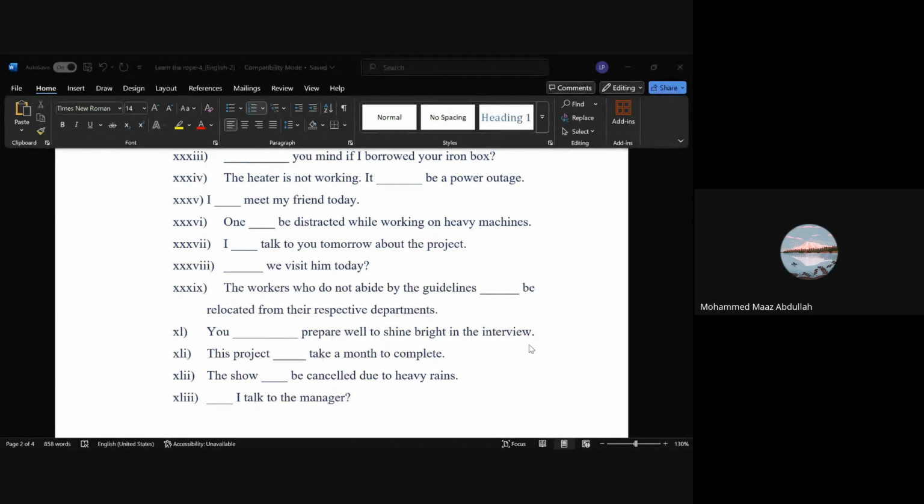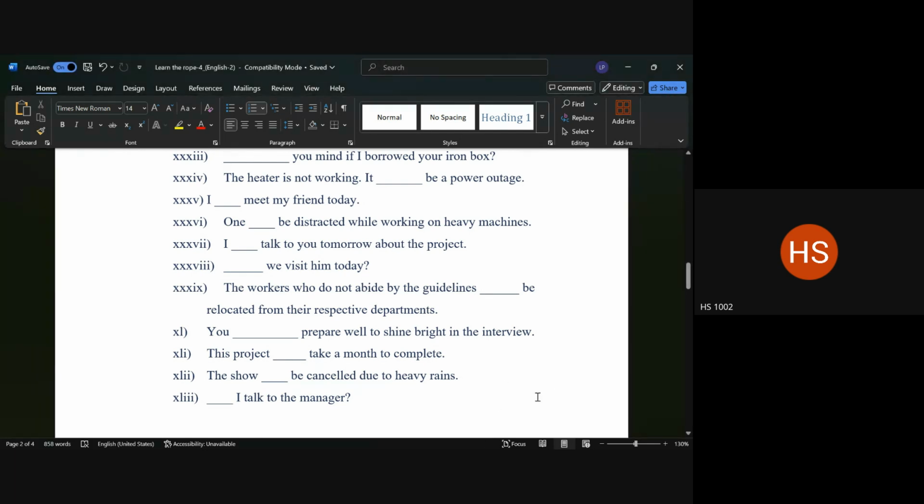Shall, may, might, right? Yes, may, might. Can. You can use might. Might or can. Yes: can, may, might, will. They're all possible answers. Then, dash, we visit him today. Shall. Can. Shall we visit him today? May we visit him today? Should we visit him today? Could we visit him today?